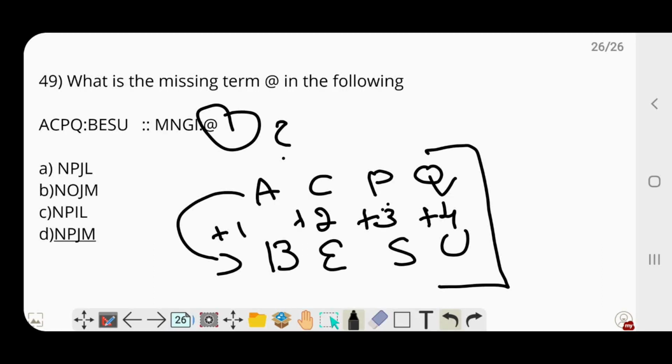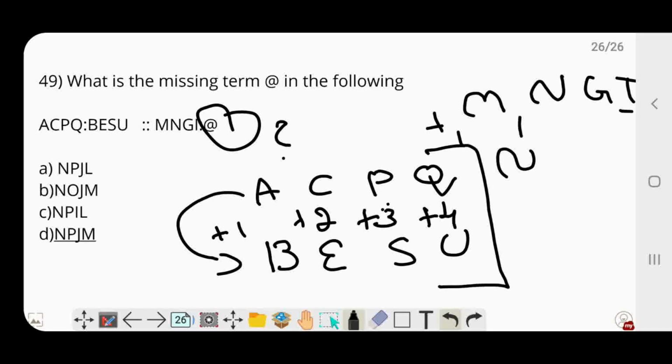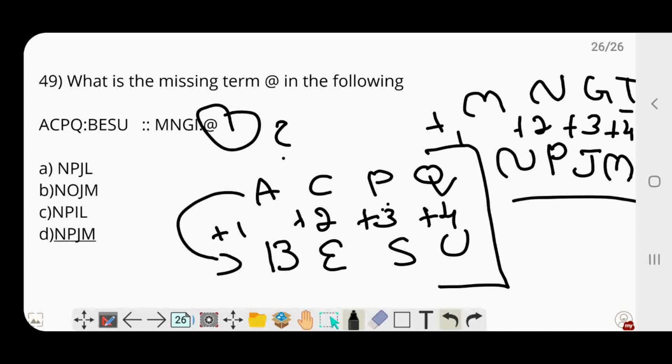So if I apply the same logic over here for M, N, G and I, I would get M plus 1 is equal to N. N plus 2 is equal to N, L, M, N, O, P, so I get P. G plus 3: H, I, J, so I get J. I plus 4: J, K, L, M, so I get M. So is NPJM one of the options? That's what we have to look at. And option D is the right answer.